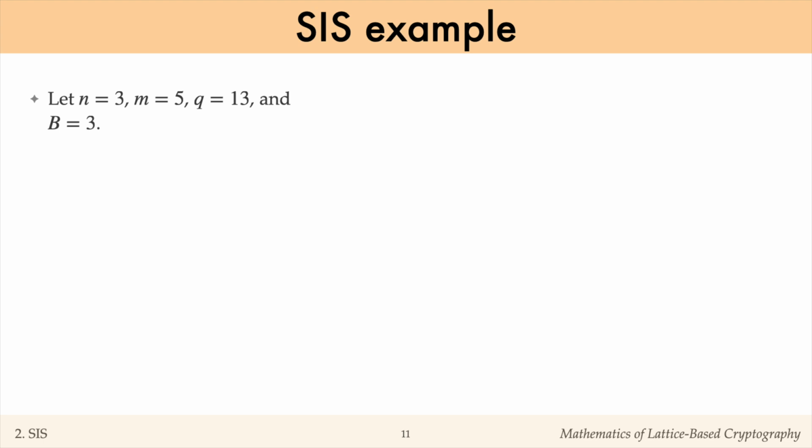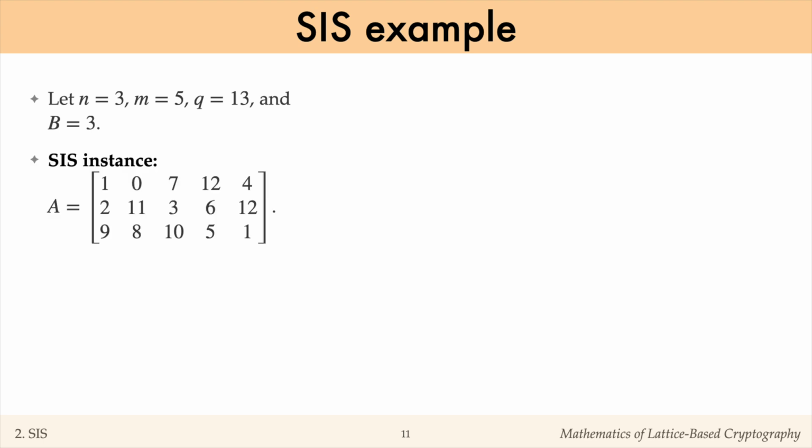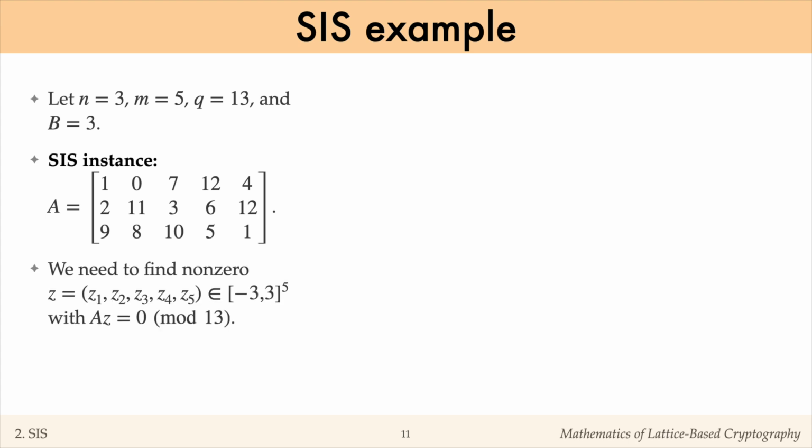Let's take n equals 3, m equals 5, q equals 13, and b equals 3. Here is an SIS instance. The matrix A is 3 by 5, and its entries are randomly selected integers between 0 and 12. We need to find a length 5 vector Z that is a solution to AZ equals 0 modulo 13, where Z is non-zero and has integer components between minus 3 and 3. Equivalently, the components of Z, when reduced modulo 13, should be between 0 and 3, or between 10 and 12.